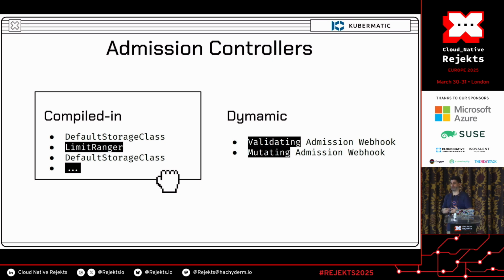There are 2 types of those dynamic ones. They can be validating, so you can check the incoming request, and if it is not a valid request, you can reject it. You can say that no, you cannot create a pod without resource requests or resource limits. Or you can mutate the incoming request, saying that okay, this request does not have resource limits, but there must be some, so I define resource limits for this incoming deployment. You can do such stuff as well with dynamic admission controllers.